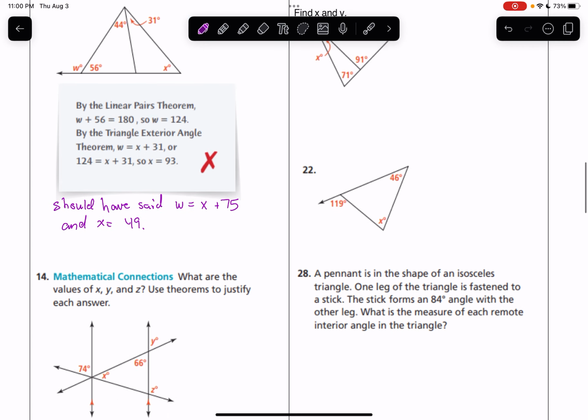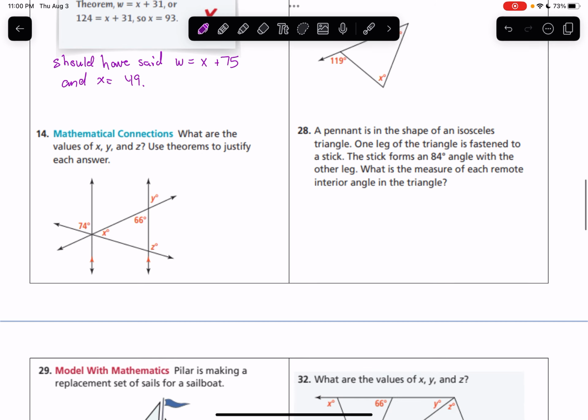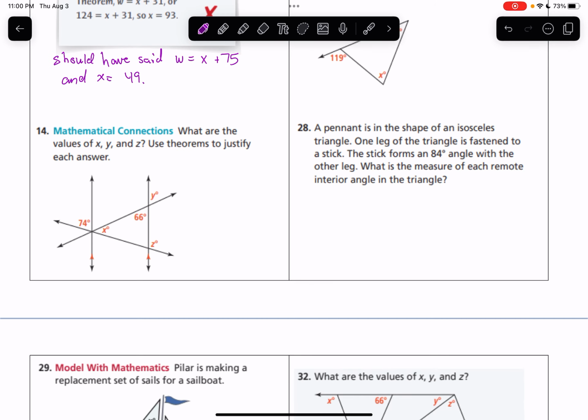All right. Number 14, what are the values of x, y, and z? Use theorems to justify each answer. Well, let's take a look. We can look at angle x here, and we see that there is a line, and these three angles together make up 180. All right, so that's one way we could look at it.